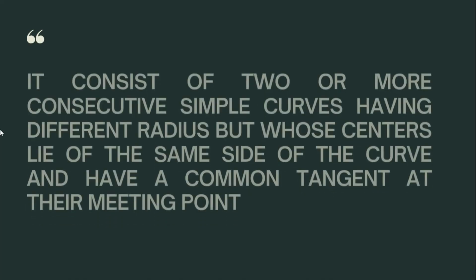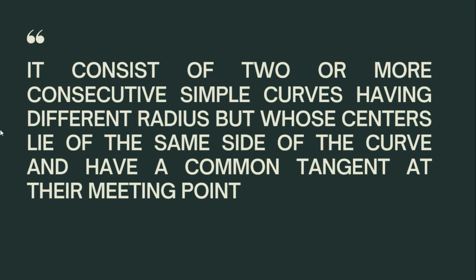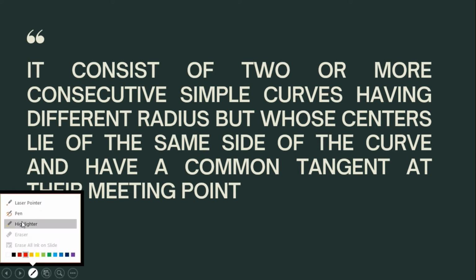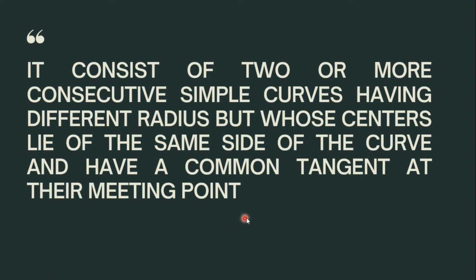By definition, a compound curve is a curve that is composed of two or more consecutive simple curves having different radii but whose centers lie on the same side of the curve and must have a common tangent at their meeting point. So in simple words, it is just a curve that is composed of two or more simple curves. So where can we use the compound curve?